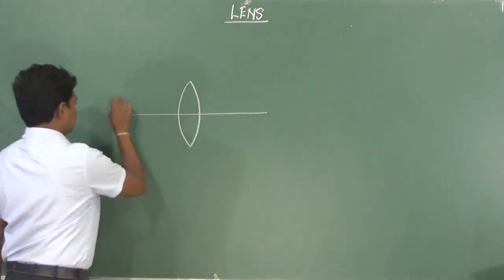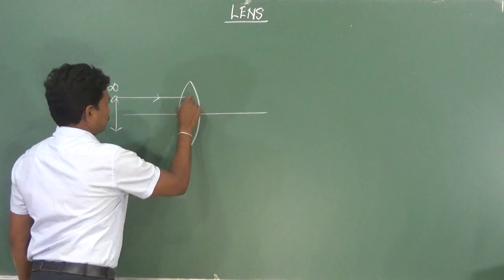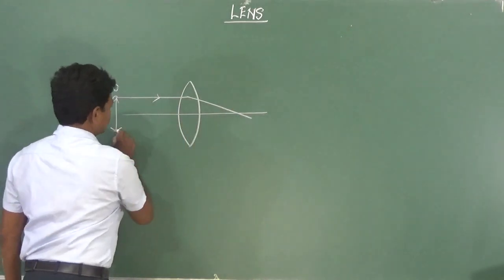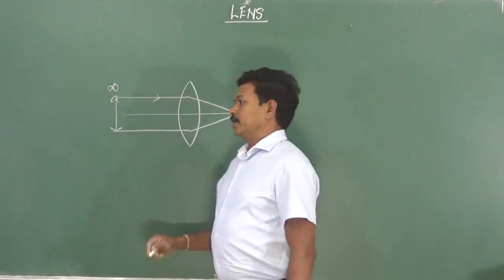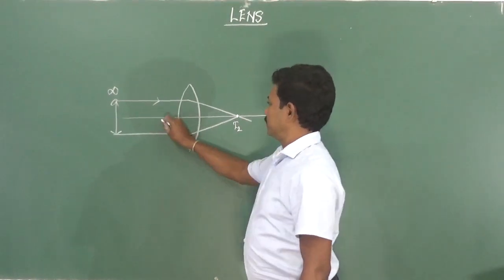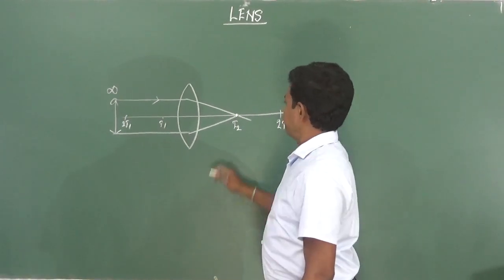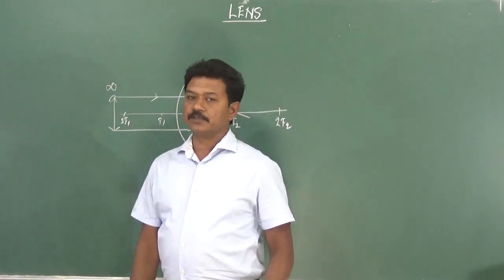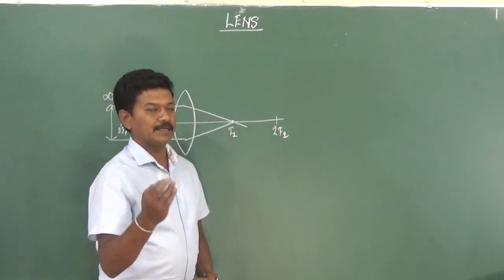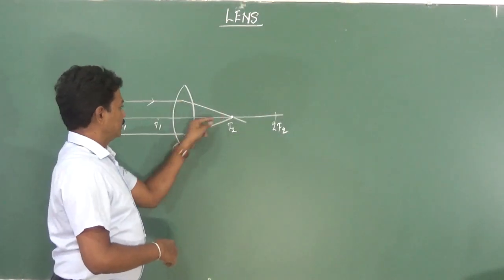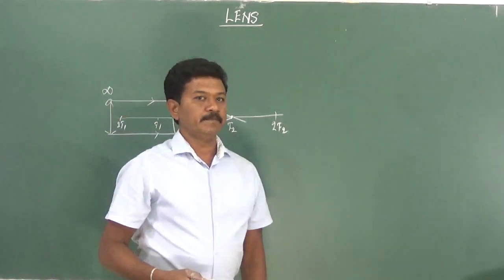This was the principal axis, the object was at infinity, so the light rays coming from the object passed through the lens and the light rays got refracted and they met at a point on the principal axis. So the image was formed at F2. Let us take this as F1, this is 2F1 and this is 2F2. The image was highly diminished, it was real and inverted because it's a point where actually the two light rays meet.